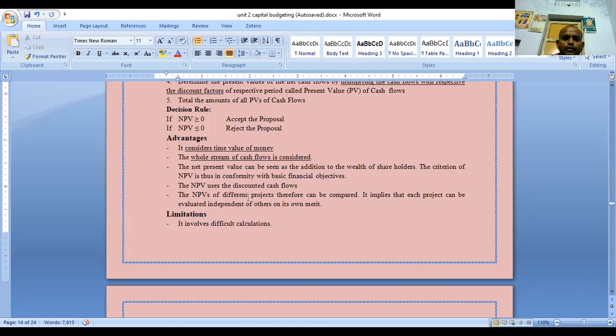The net present value can be seen as addition to the wealth of the shareholders, and NPV uses the discounted cash flows. NPVs of different projects therefore can be compared. It implies that each project can be evaluated independent of others on its own merit.